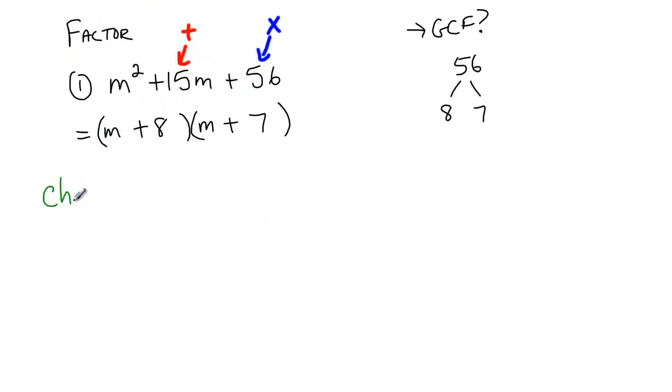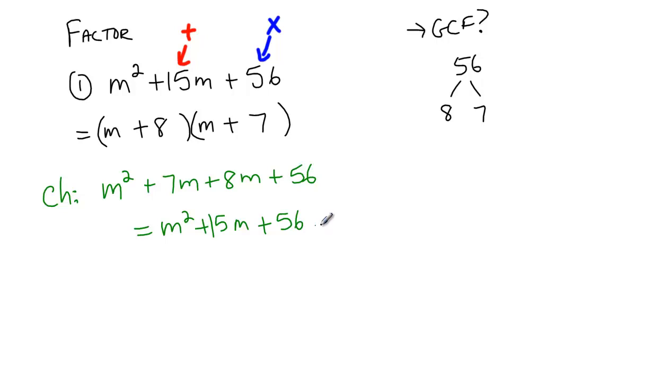If you want to check it, tell me, hey, I'm going to do a check here. Please don't mark this. This is just for me to make sure, and FOIL this out. M times m is m squared. M times 7 is 7m. Inside and last, I collect my like terms, and I make sure that this matches this, and it does.